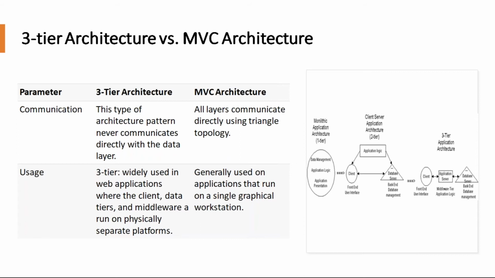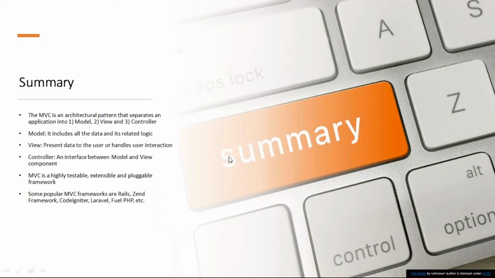The 3-tier architecture pattern never communicates directly with the data layer, but MVC communicates directly using the triangular topology, which is the model, view, controller. The 3-tier is widely used in web applications where the client, data tiers, and the middleware run physically on separate platforms. Then MVC is generally used on applications that run on a single graphical workstation. So it's just a little comparison between the 3-tier architecture and MVC. From here, I think MVC is preferable for anyone to pick, as the 3-tier architecture can be very complex.